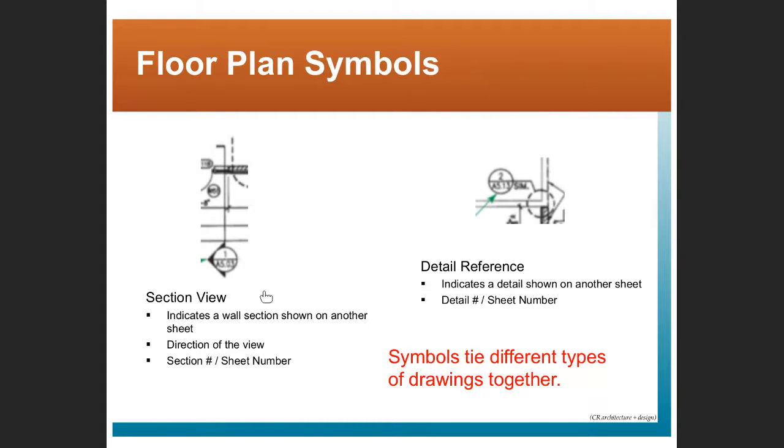Right, these section views or detail references. So these symbols are used to tie the different types of drawings together, tie the plan to the section, to the details, to the elevation, to give the person who made the drawings the ability to put those various pieces together.